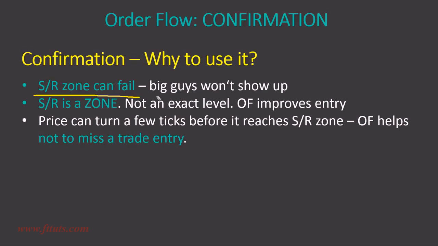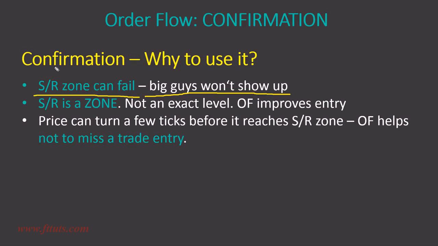All right, so if the big guys won't show up, the order flow will warn you that the big guys are just not there and it's more risky to enter the trade. So support and resistance zones can fail, and the order flow can warn you and give you a heads up that maybe it's not the best idea to enter the trade.